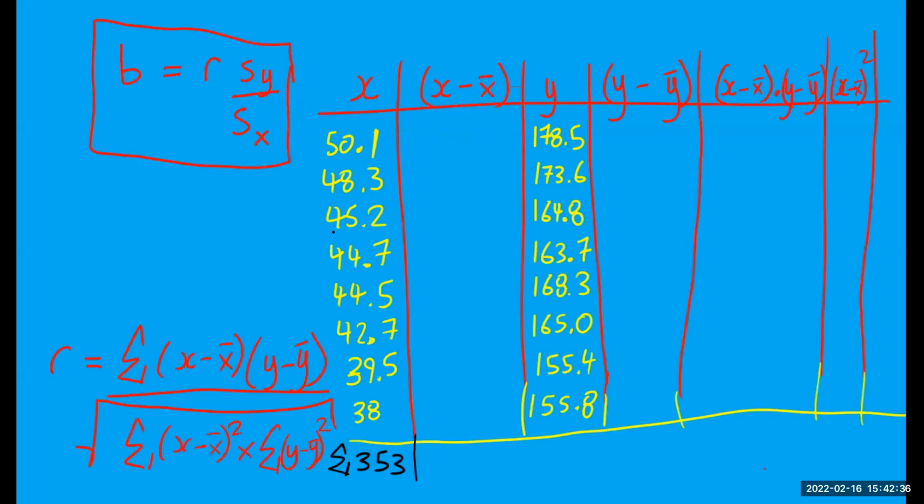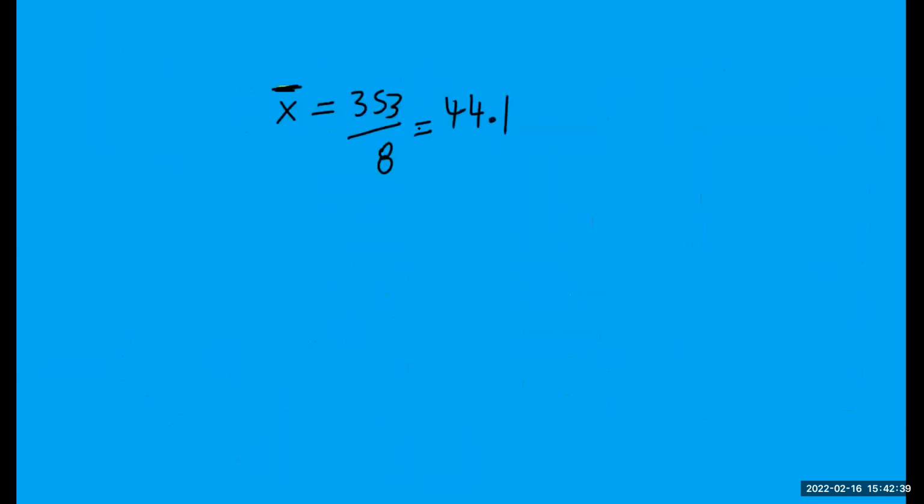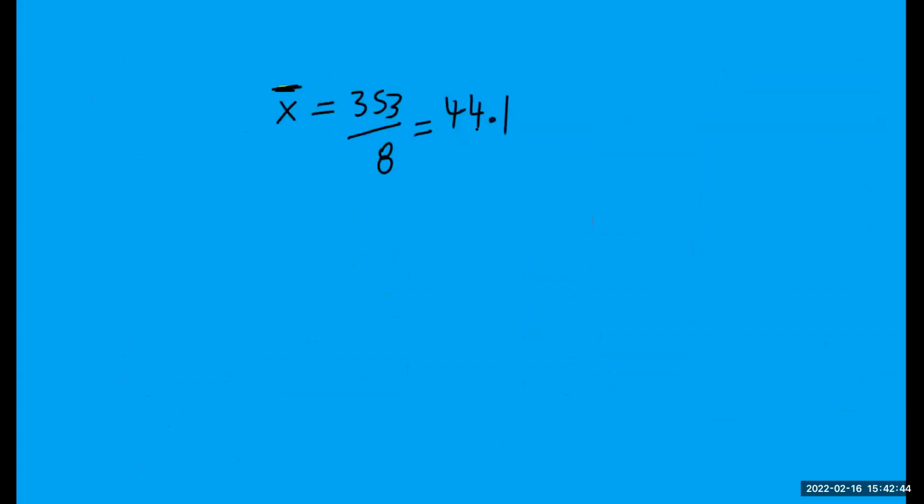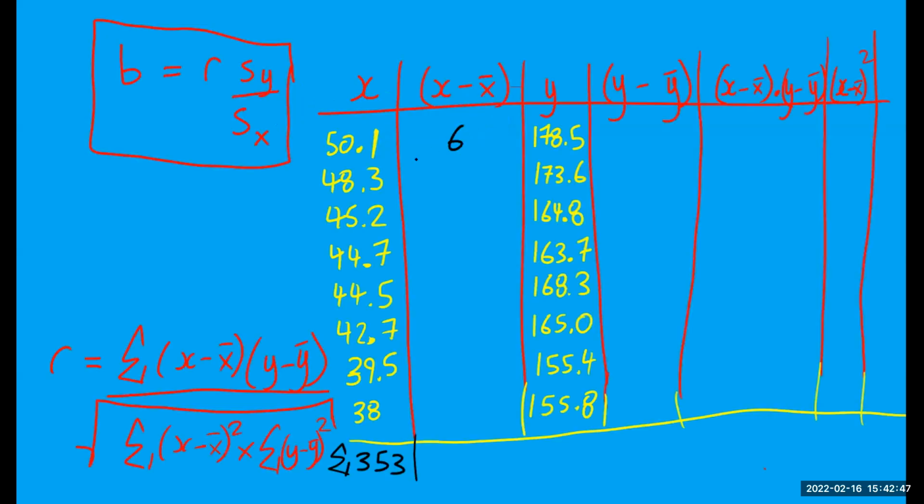All right, since most of it is 360. So 50.1 minus 44.1 is 6. 48.3 minus 44.1, what's that? 4.2. Not 1.2, 4.2. And this one? 45.2 minus 44 is 1.1. Yes, sir. All right, the next one would be 0.6.